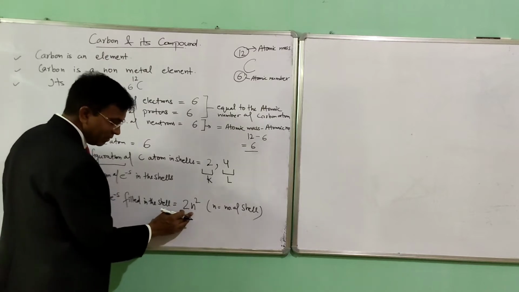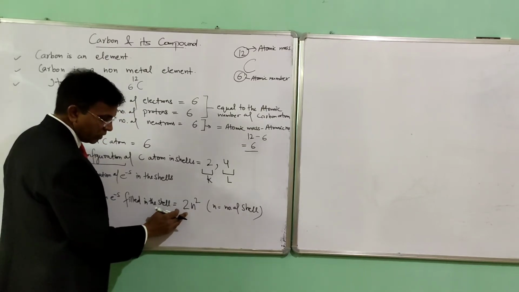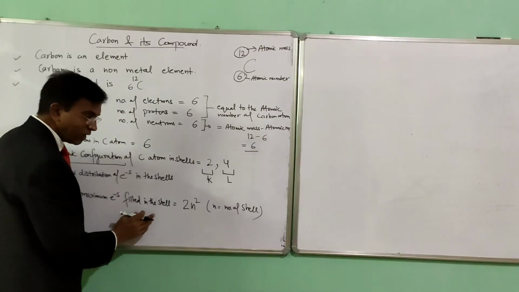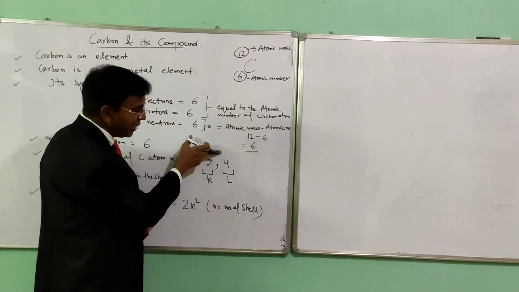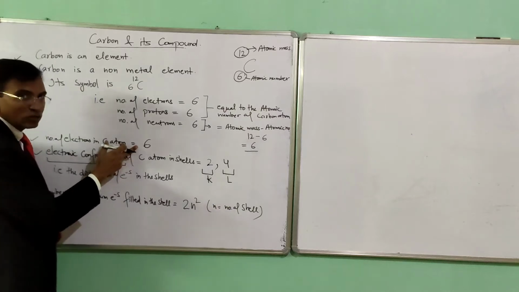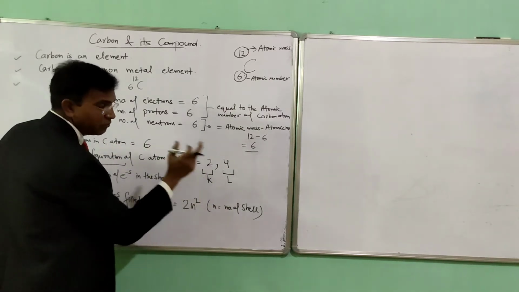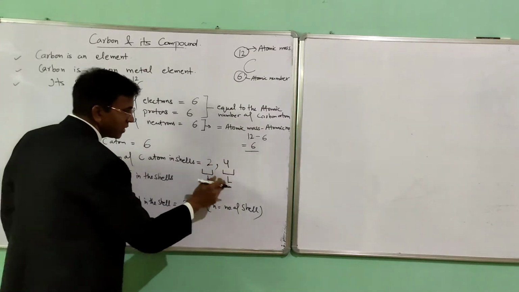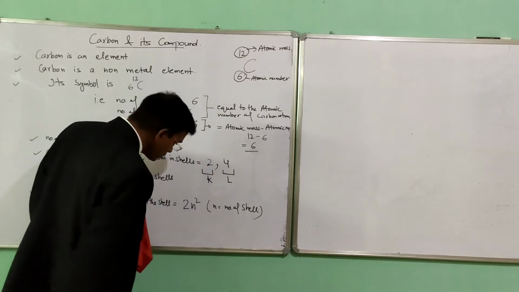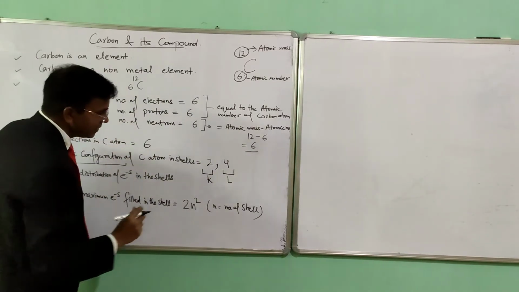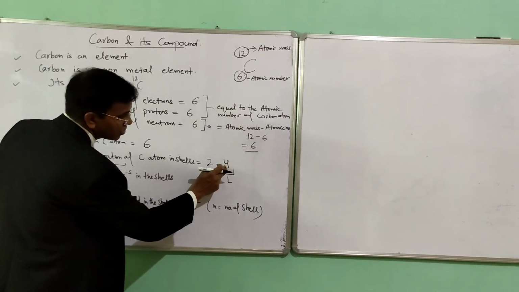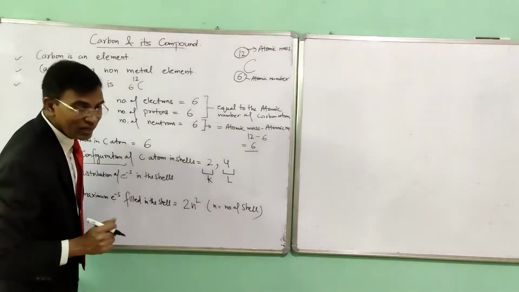Now for the second shell, if n is equal to 2, then the number of electrons will be 8. So the maximum can be 8, but we have only 6 electrons. So 2 and 4 electrons are there, which means 4 electrons remain in the second shell. So the point is, there are 4 electrons in the outermost shell of the carbon atom.